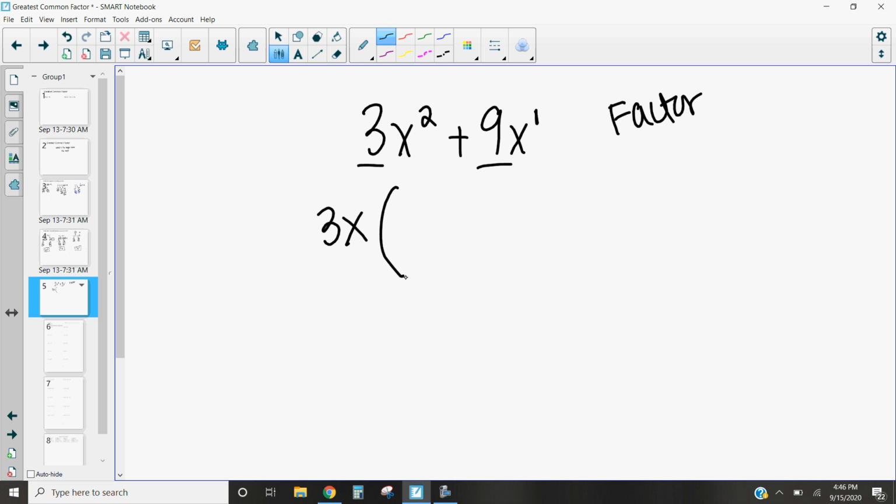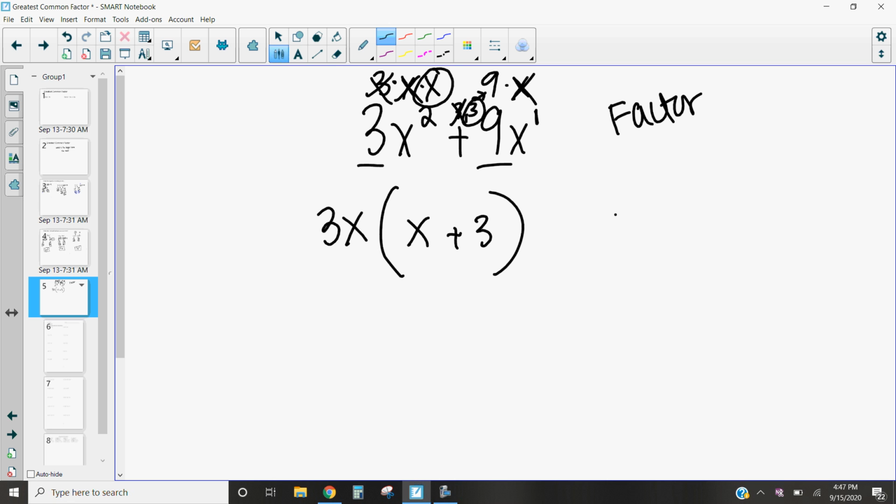So if I pull out a 3 and an x, remember 3x squared is 3 times x times x. So if I get rid of a 3 and an x, what's left over? Well, there's an x inside here. This is 9 times x. And to get 9, that's a factor of 3 and 3. So if I get rid of one of those 3's, and one of our x's, what's left over is a positive 3. So notice how we factored that out.